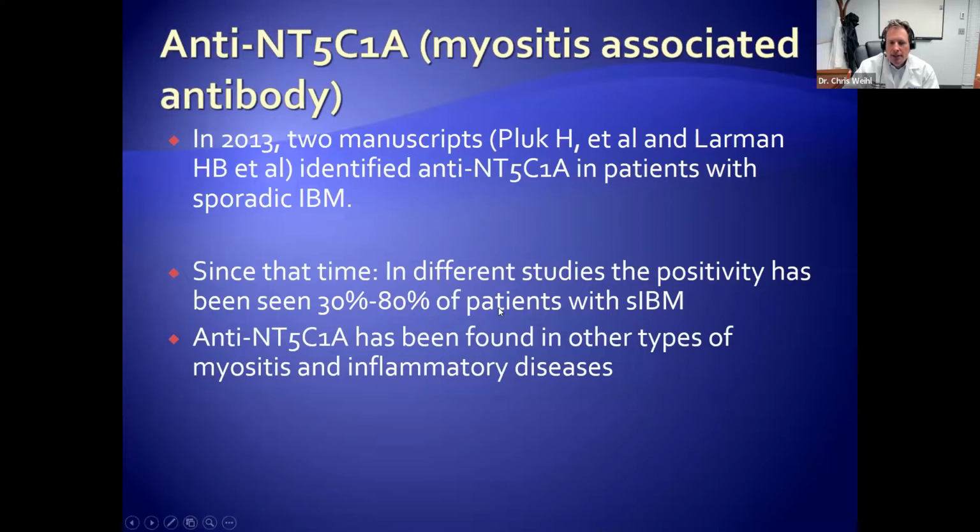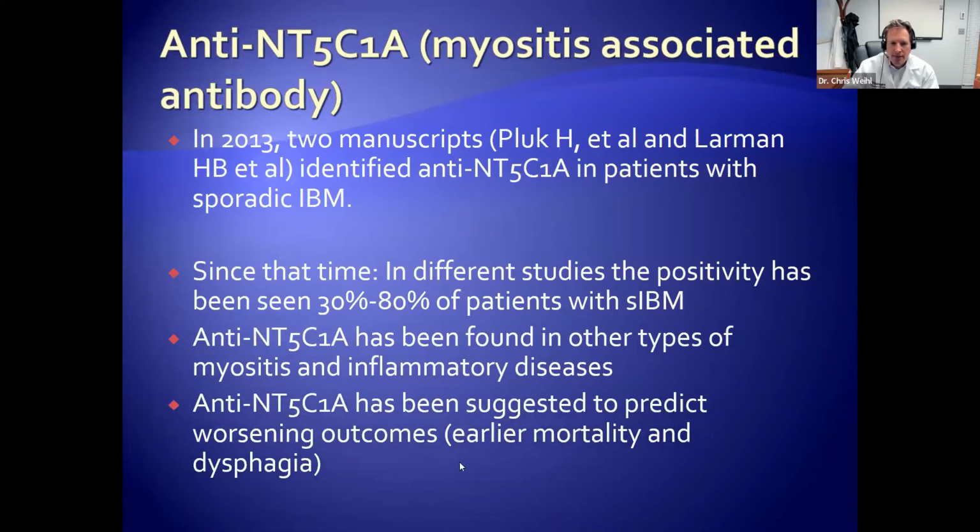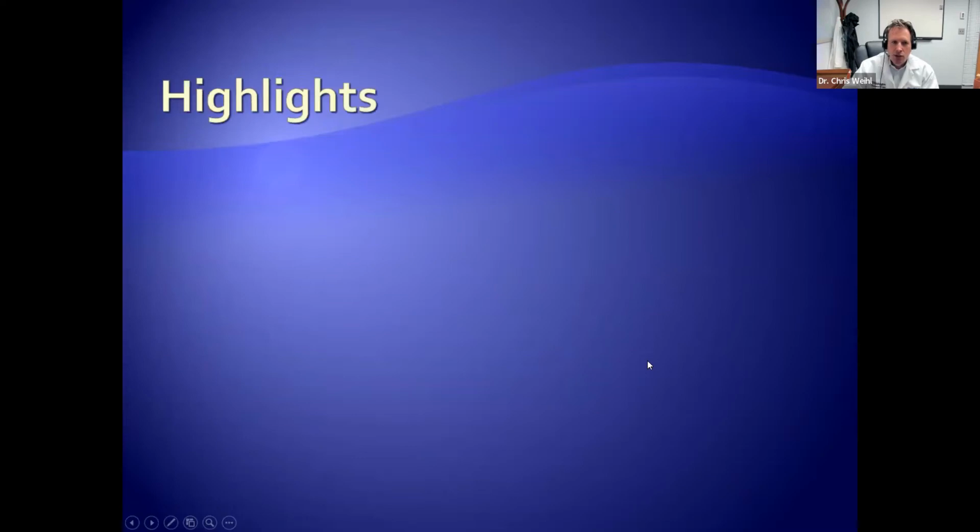We were just curious what it looked like in our hands, in particular because we actually run the clinical laboratory that does NT5C1A testing. So we wanted to answer this question: is NT5C1A found in other myositides? And someone had suggested that it predicted earlier mortality and perhaps worsening of swallowing.